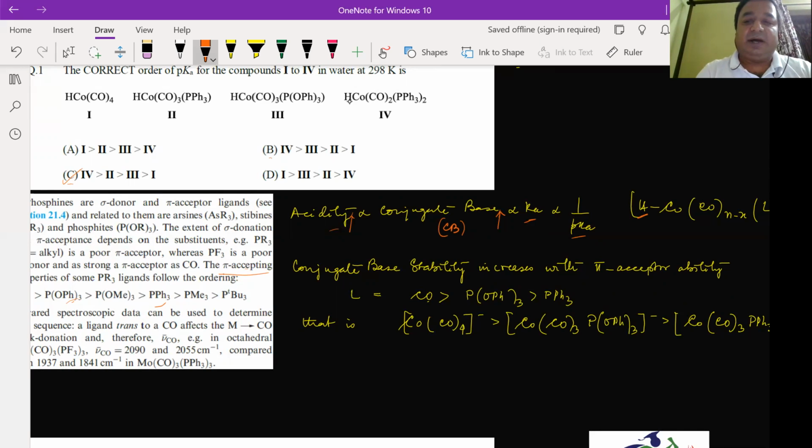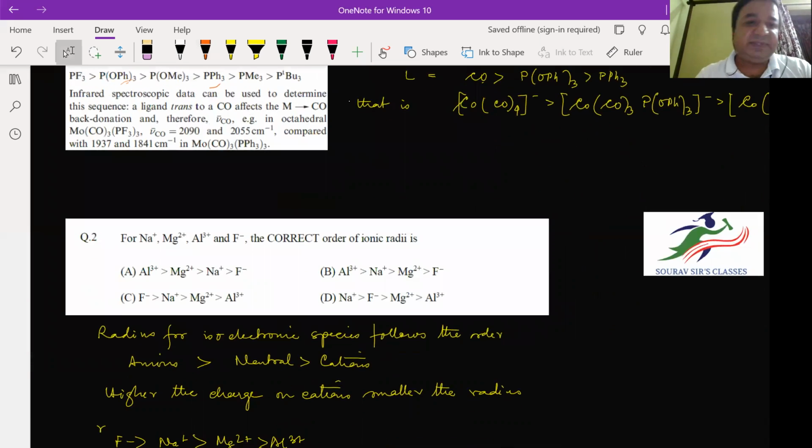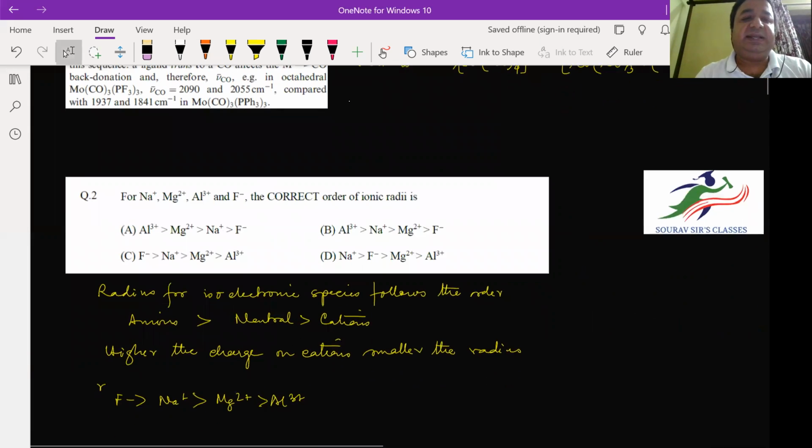Okay. Now for the next question, very easy one. We have question number 2, which is asking for Na, Mg, Na+, Mg2+, Al3+ and F-, the correct order of ionic radii is. So these are isoelectronic species having the same number of electrons as that of neon.